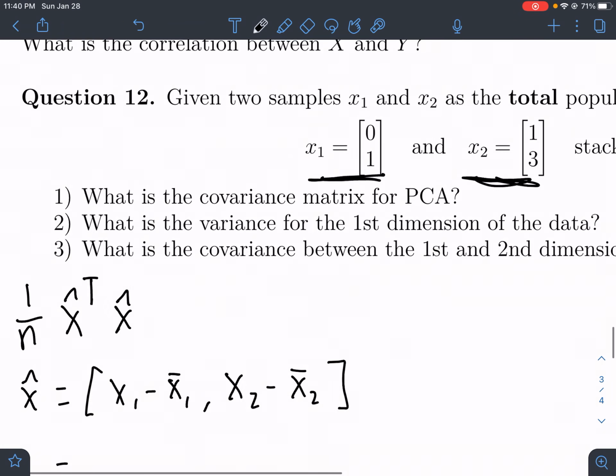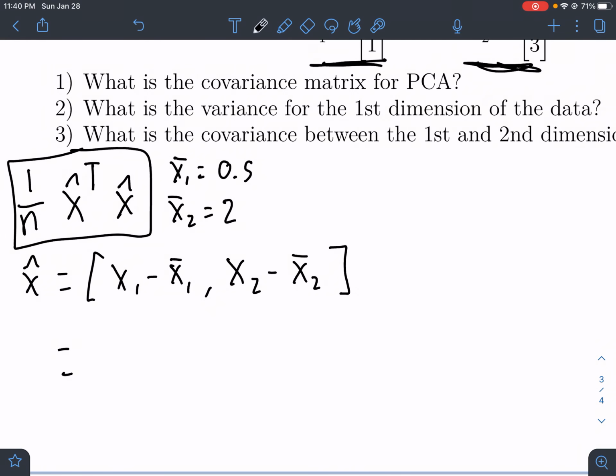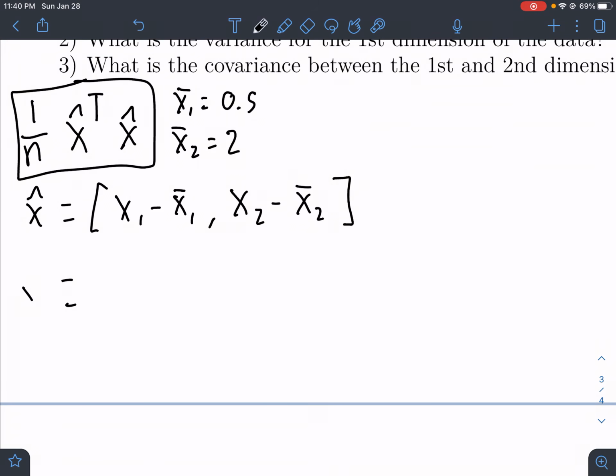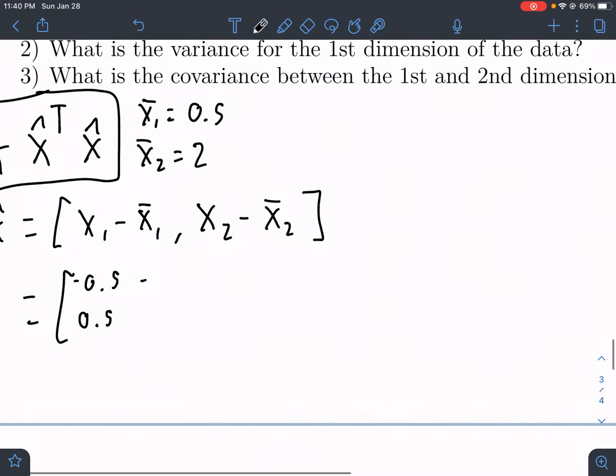So here's our formula. x1 bar equals 0.5, x2 bar equals 2, because that's 4 over 2, and this is 1 over 2. Alright, so then x hat equals 0.5, not negative there, 0.5, and then negative 1, 1.